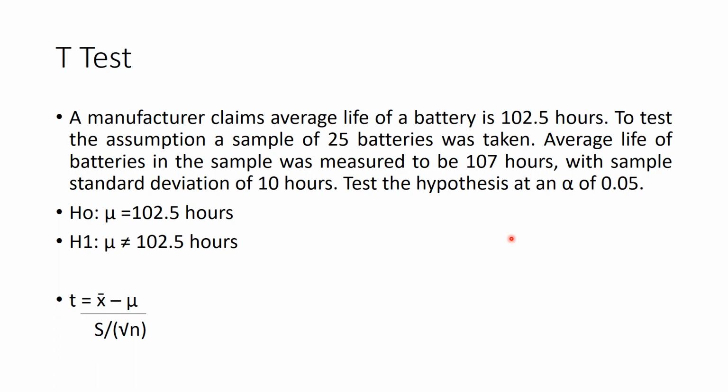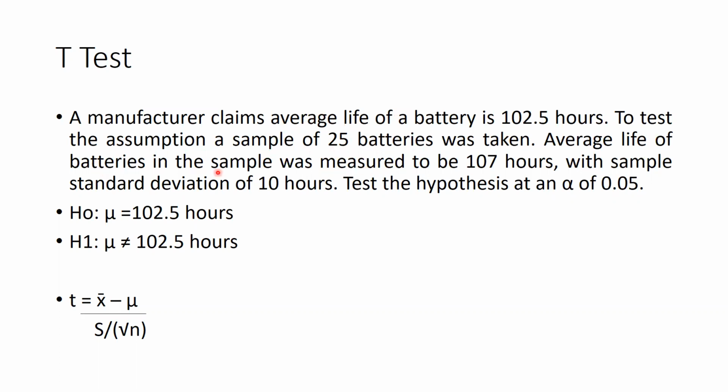So, what has been given in this question? You can see here, this is our population mean, 102.5 hours. That means the company manufacturing these batteries is saying the average life of their battery is 102.5 hours. So we can call it mu, our population mean. To test the hypothesis, a sample of 25 batteries was taken. This is our sample size, n. n is already given, 25.